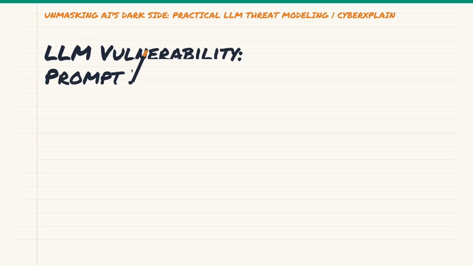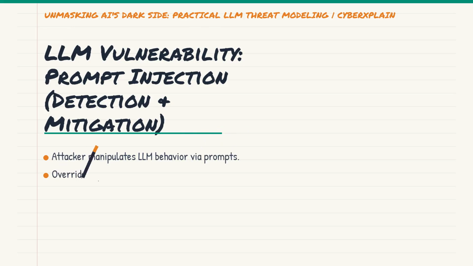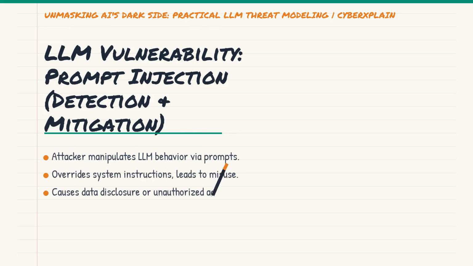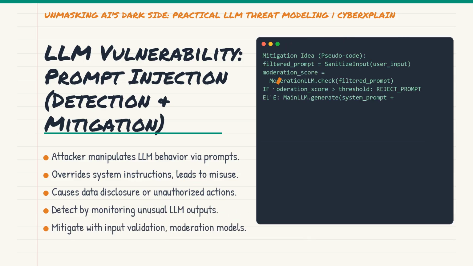Prompt injection is arguably the most famous LLM vulnerability. It occurs when an attacker manipulates the LLM's behavior by sending specially crafted input prompts, often overriding system instructions or making the model do things it shouldn't. This can lead to information disclosure, unauthorized actions, or even a form of denial of service. Detecting it often involves monitoring LLM outputs for unusual patterns or attempts to bypass instructions.